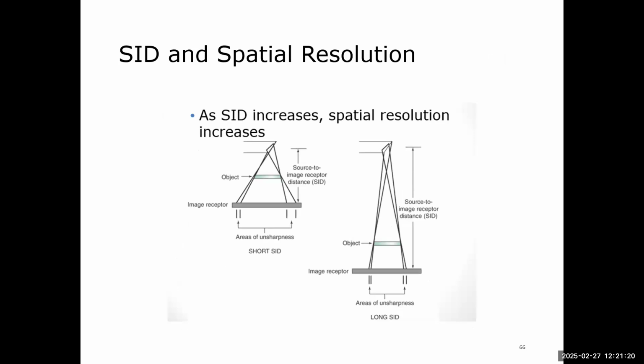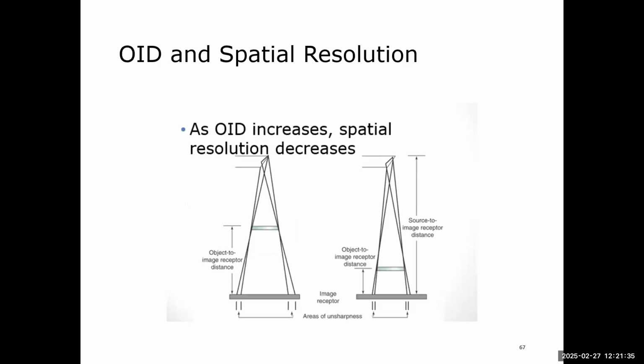SID and spatial resolution. The greater the SID you have, the better the spatial resolution you're going to have. Again, think back to the two reasons why we want to do chest x-rays at 72 inches: decrease magnification and improve spatial resolution. OID: as OID increases, what happens to spatial resolution? It decreases. So not only does it increase magnification, it also gives us worse spatial resolution. So just another reason that we want to try to keep our part as close to the IR as possible whenever we can.